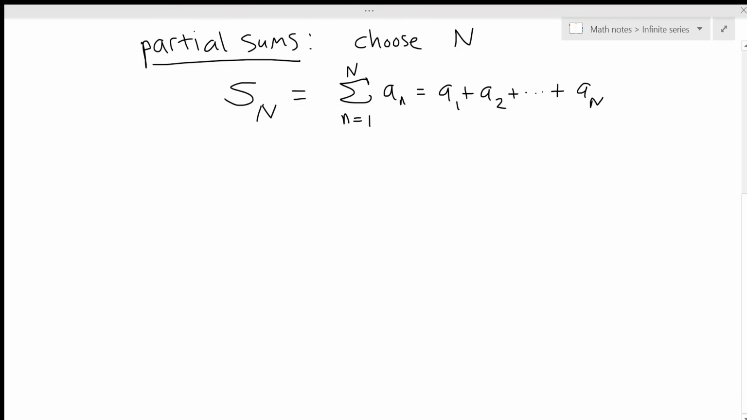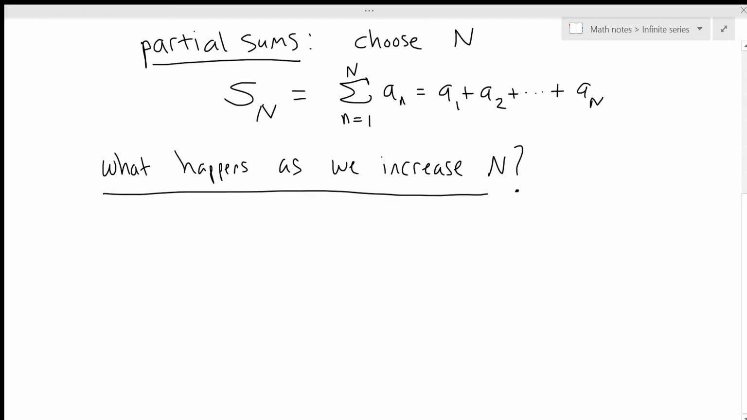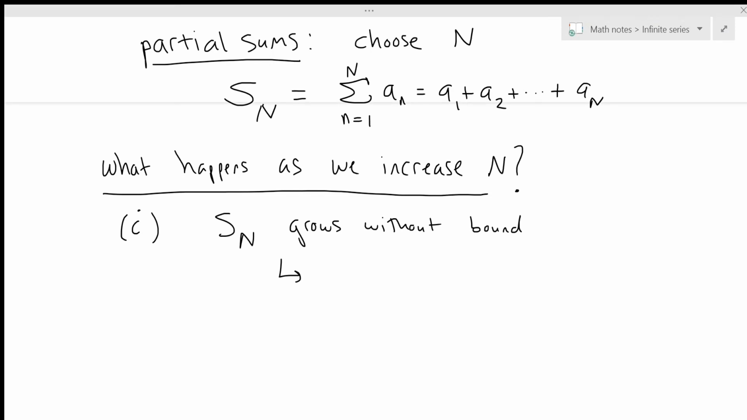So our main question is then, what happens as this capital N is taken to infinity? So what happens as we increase capital N? There are several different possibilities. The first possibility is that Sn grows without bound. So increasing capital N just means we keep adding more and more terms to this sum. So in this case, the sum is growing without bound, and eventually it grows off to infinity, and we say that the series diverges.